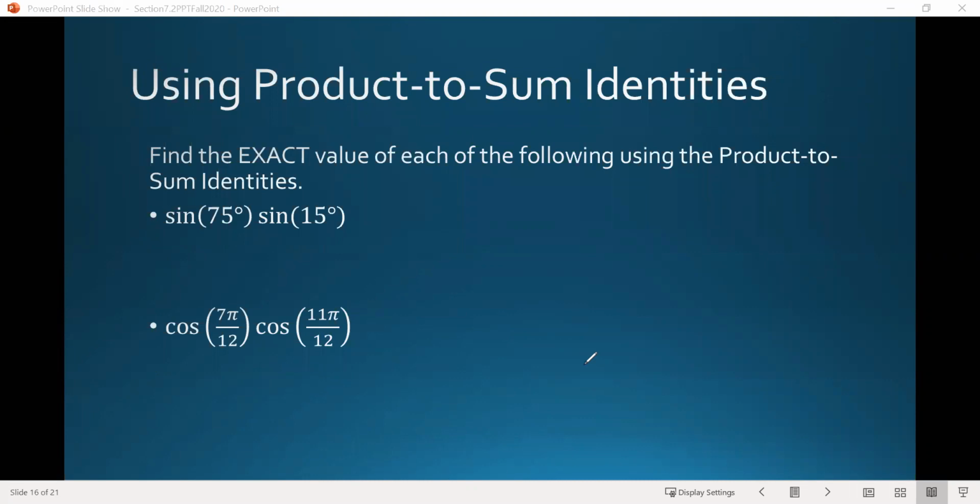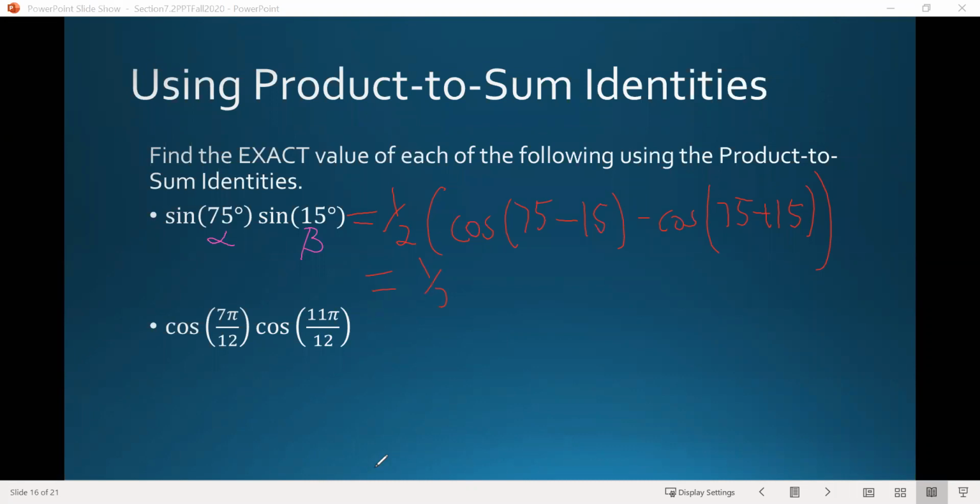And if we follow along with those formats from before, we see this is sine of 75 times sine of 15, which we can think of as sine alpha times sine beta. And the formula tells us that we can rewrite this as the following. So we'll have 1/2 times cosine of 75 minus 15, so alpha minus beta, minus the cosine of 75 plus 15, so alpha plus beta. And notice that cosine of 75 minus 15 and cosine of 75 plus 15 are inside the parentheses there.